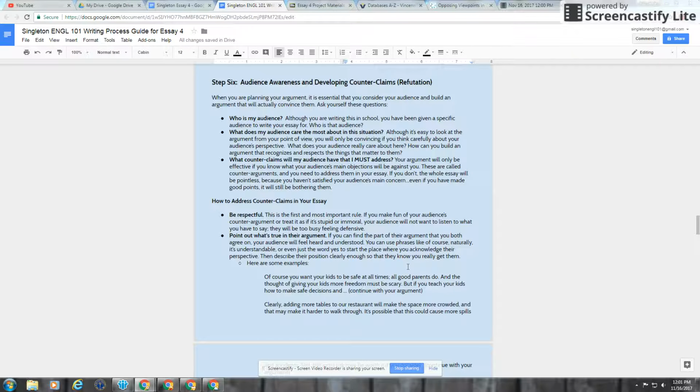In step 6, we're going to focus on just audience awareness and developing a counterclaim, which is also called a refutation. You have to have one paragraph that comes after your body paragraphs that's a refutation. For the refutation, it says the first thing you need to do is think about the audience that you would be writing to, or that you're trying to convince or to persuade.